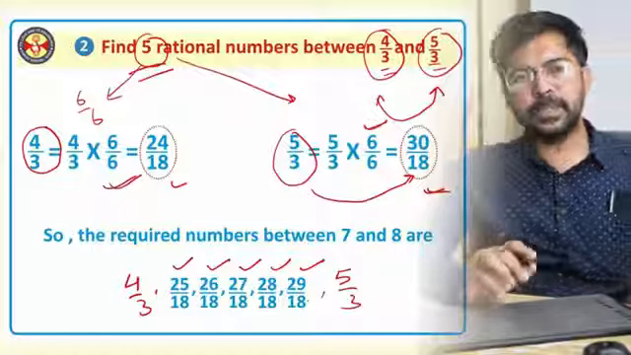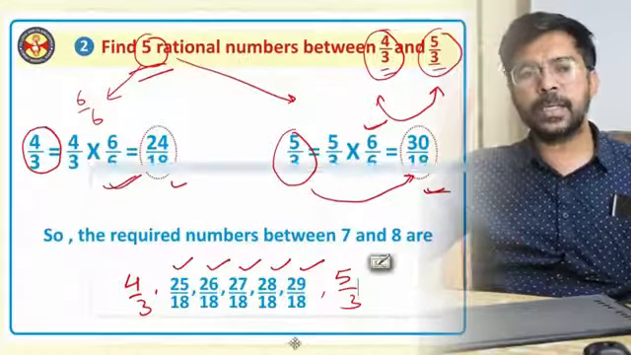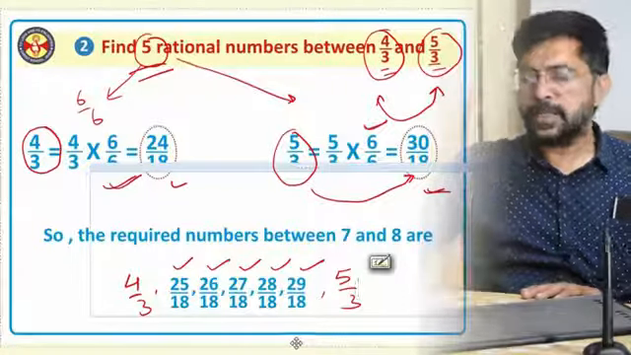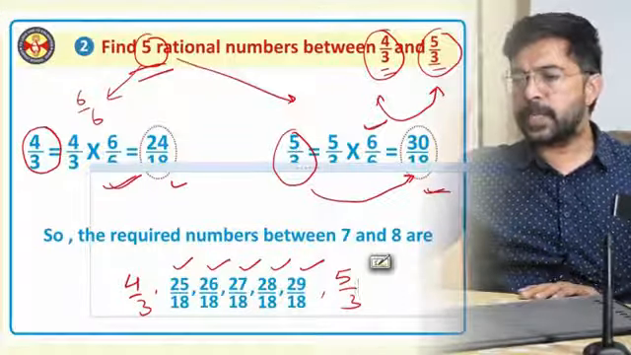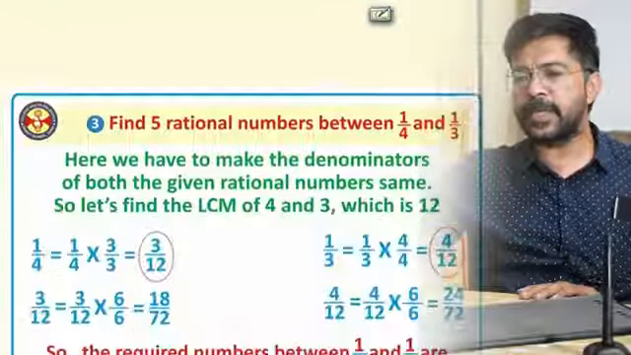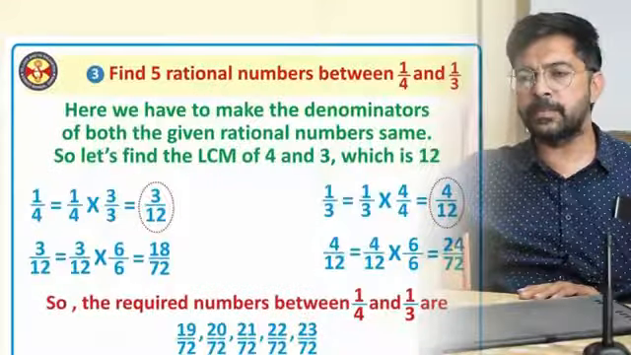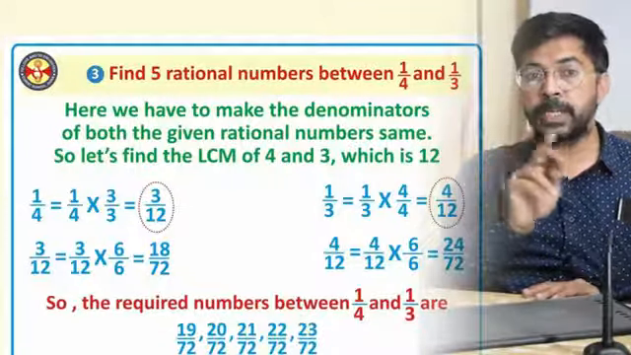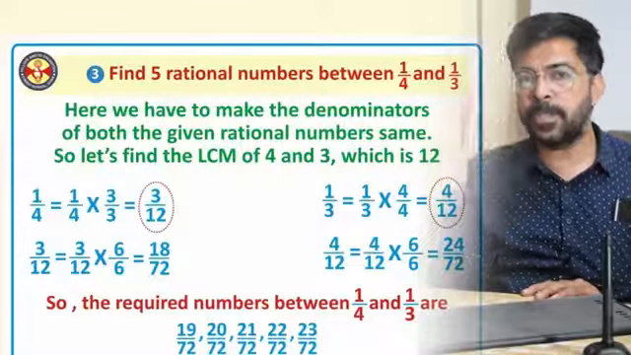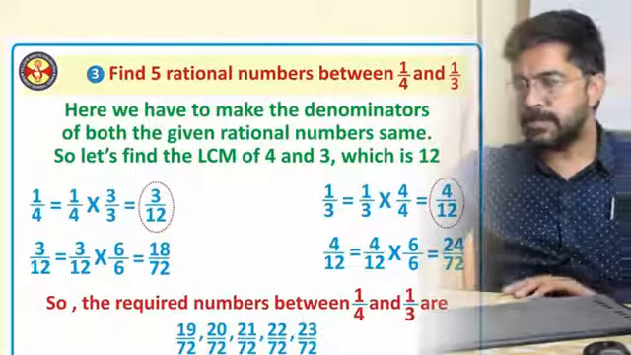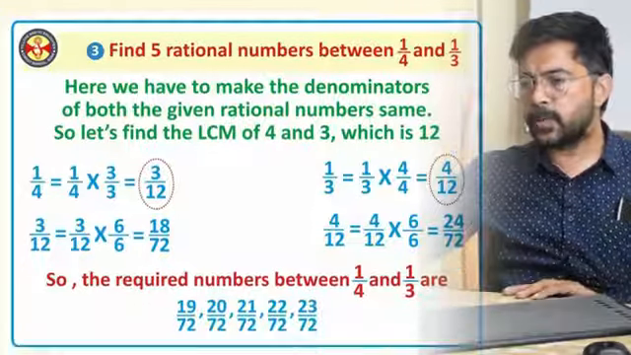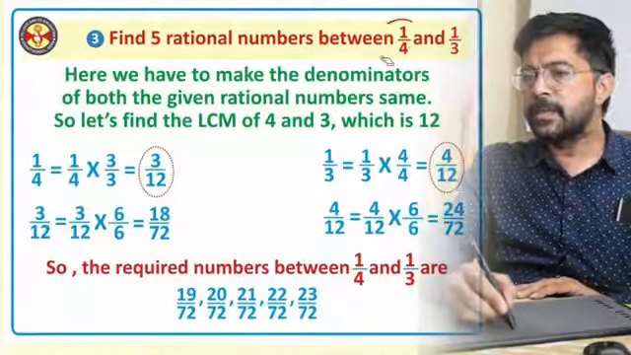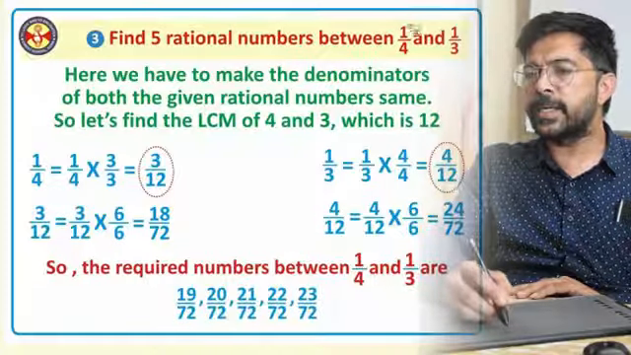Clear? Now let us discuss the third situation, when the given numbers are rational numbers but with different denominators. Means in these two given rational numbers, the denominators are different. Say we have to find 5 rational numbers between 1 upon 4 and 1 upon 3. Remember, here the denominators are different. 1 upon 4, 1 upon 3. Let us see.